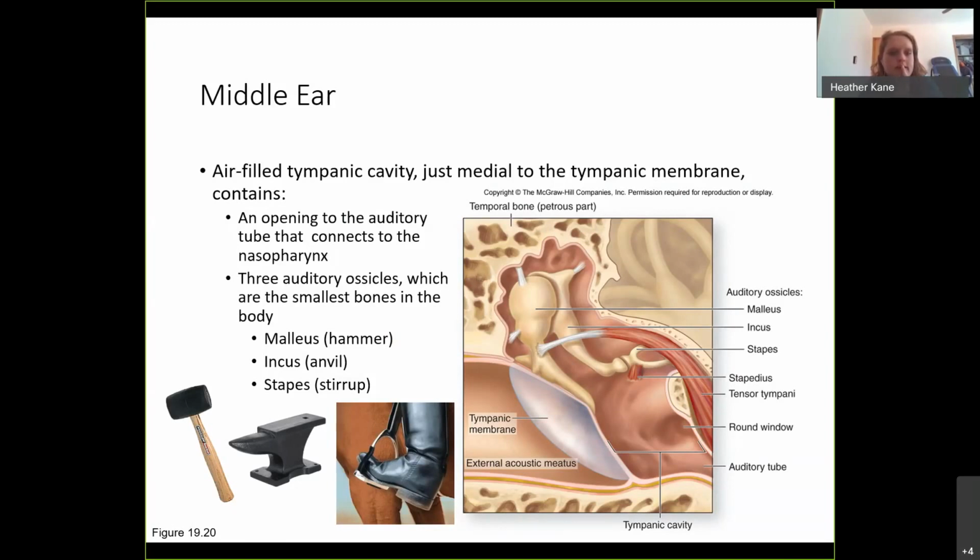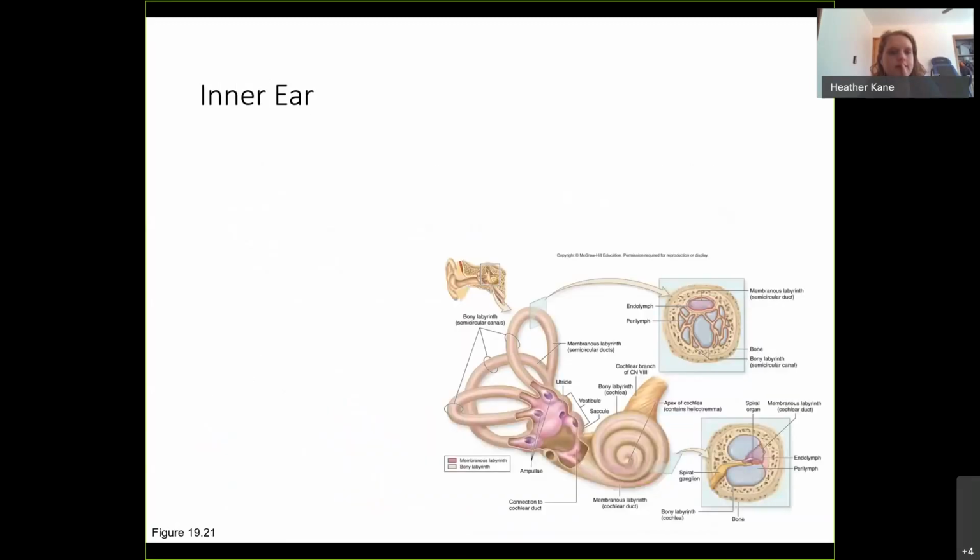All right, so moving on to the inner ear. The inner ear is located in spaces of this petrous part of the temporal bone. What the word petrous means is a slit, a lot of holes throughout. So here we can see there are many, many holes, kind of like little tiny sinuses, throughout this temporal bone.